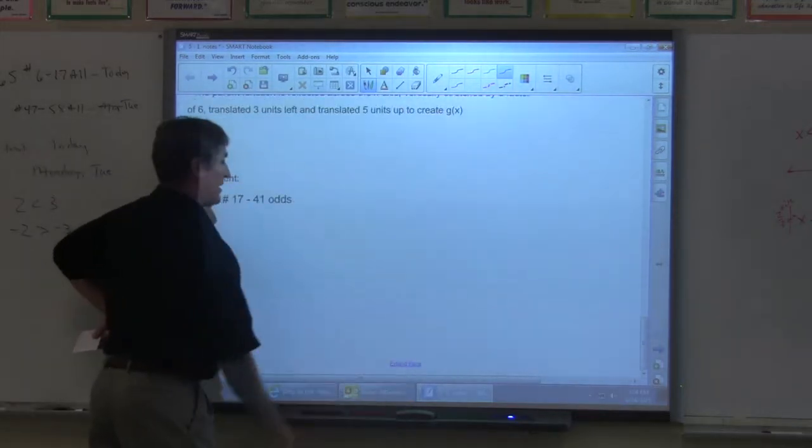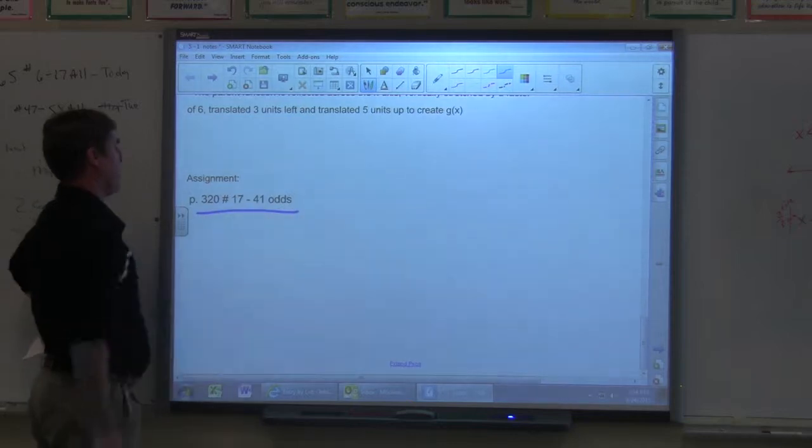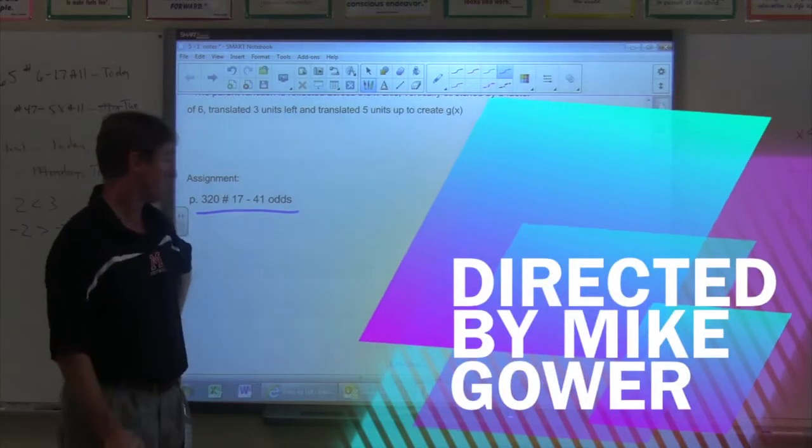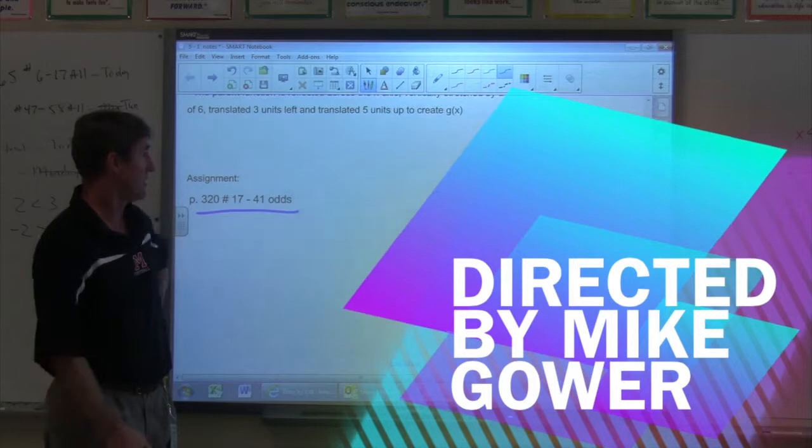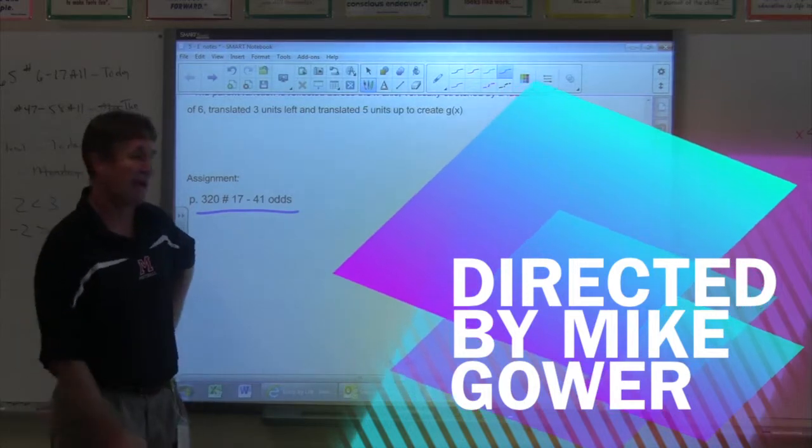So your assignment is page 320, numbers 17 to 41, the odds. And hopefully you find this, you can do it. Now again, it's real similar to the absolute value.